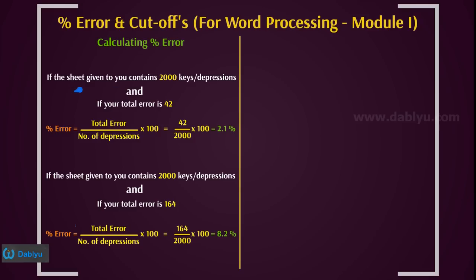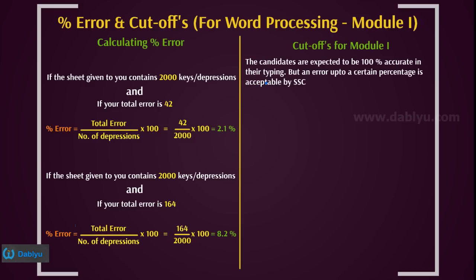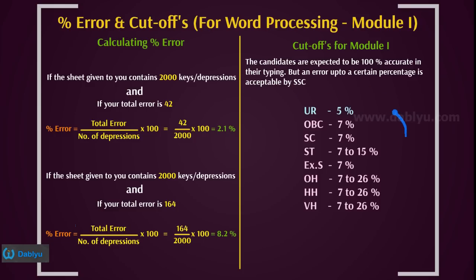Fine. Now let's look at cutoffs for module 1. See, you are expected to be 100% accurate in your typing, but generally mistakes are possible, right? So even SSC knows that. So an error up to a certain percentage is acceptable by SSC. So how much error is acceptable? These are the general cutoffs. So this has been the general cutoffs over the past few years.